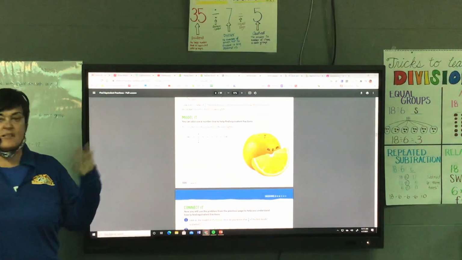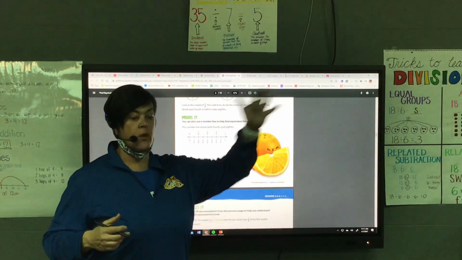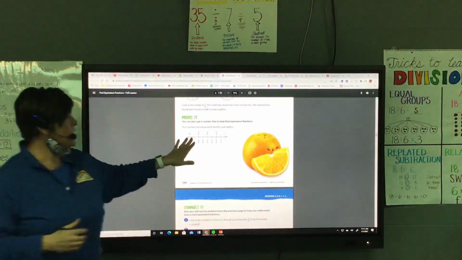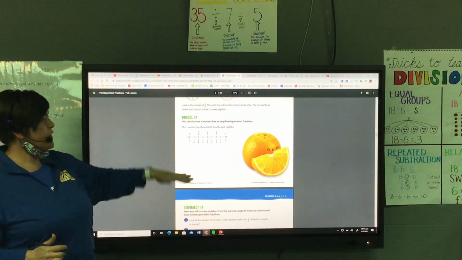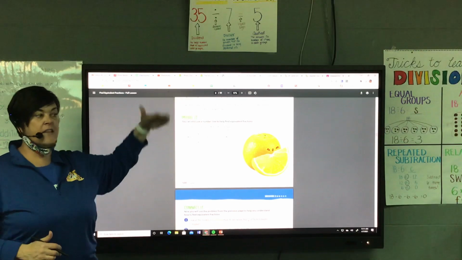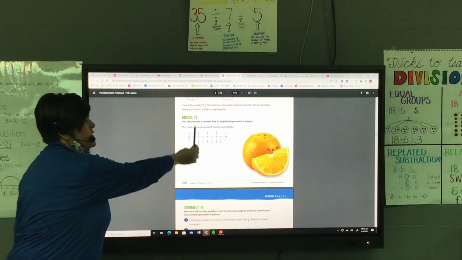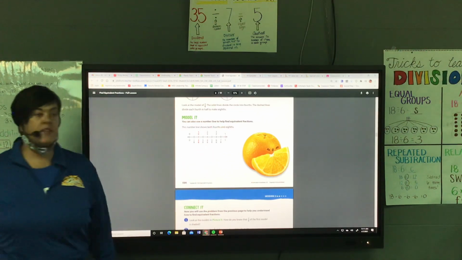Number lines. This is exactly what we've been talking about. It's just a quick review before we move on. Number lines can show both fourths. Fourths are up on top. Eighths are underneath. And then it helps you see the equivalent fractions.